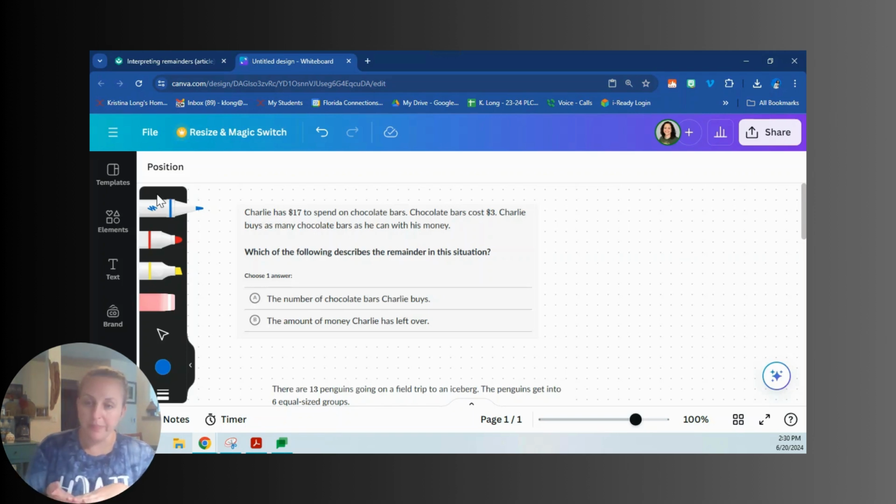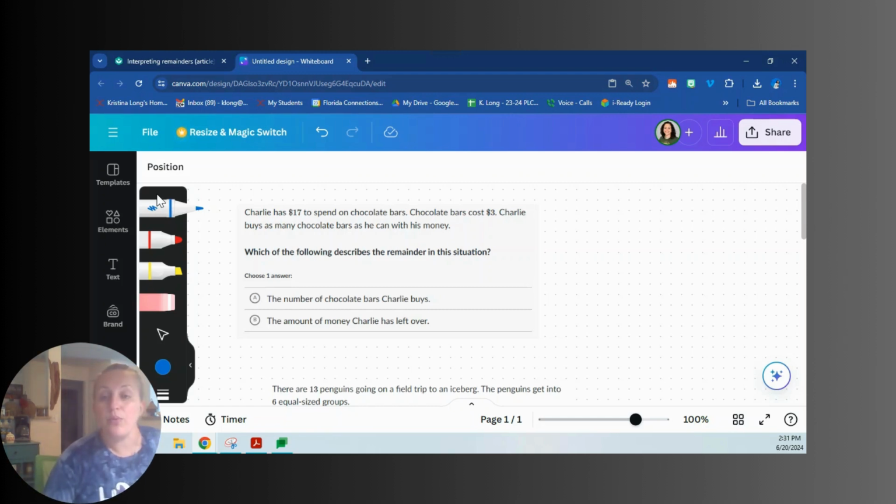Remember, division problems have four different parts. They have the dividend, that's the amount of whatever it is that you start out with. You have your divisor, that's the amount of groups that you're trying to make. You have your quotient, that's the answer in division, but it's also the amount that goes into each group. And then sometimes you have a remainder, and the remainder is the amount that is left over at the end.